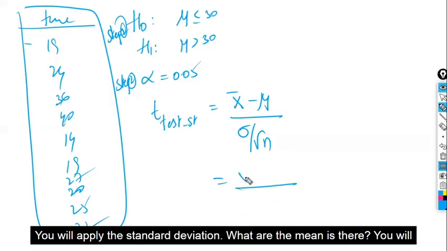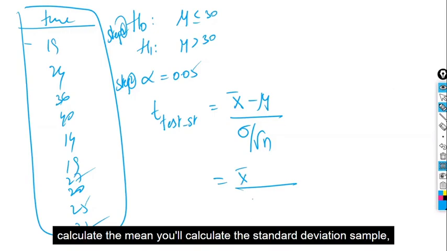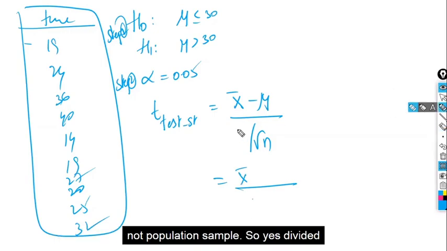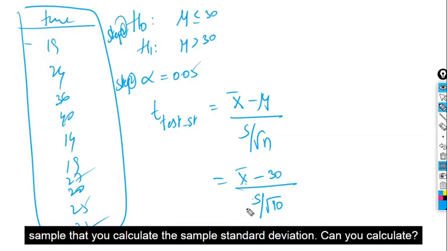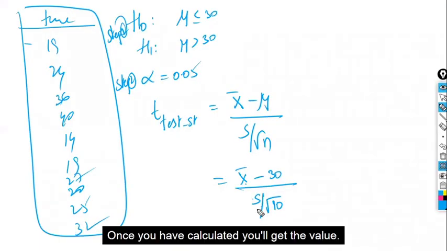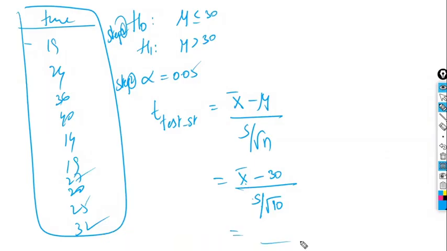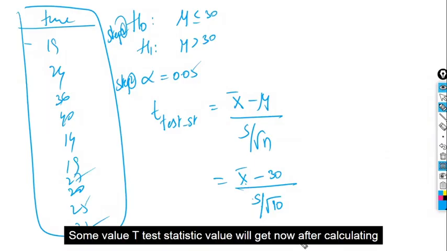Whatever the mean is there, you will calculate the mean. You will calculate the standard deviation. Sample, not population, sample. So yes, divide by square root of how many samples are there? 10. With what you want to compare? 30. Just for this sample mean, you calculate the x bar. For the sample data, you calculate the sample standard deviation. Once you have calculated, you will get some value. T-test statistic value you will get.